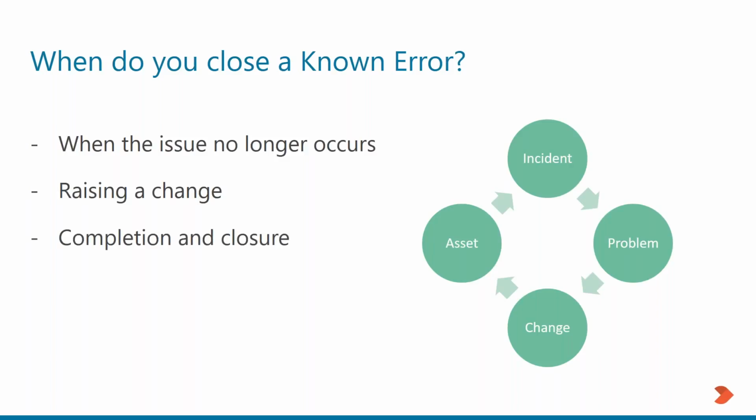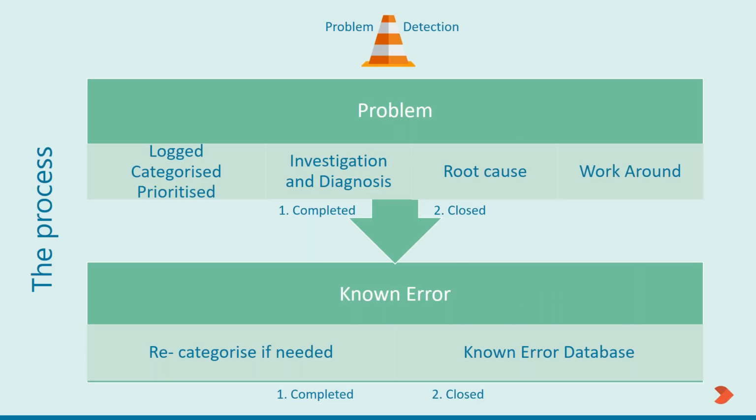Again, with known errors, we recommend two tiers of closure, completion and closure. This is so that you can do things such as testing and acceptance to make sure that the change that you've raised actually does work and the issue is resolved. That way you're really confirming your resolution and you haven't spent all this time and research doing something to find out that the Wi-Fi still drops in the Swindon site. So it's really useful to have those two tiers there. And that is the problem management process in a nutshell.